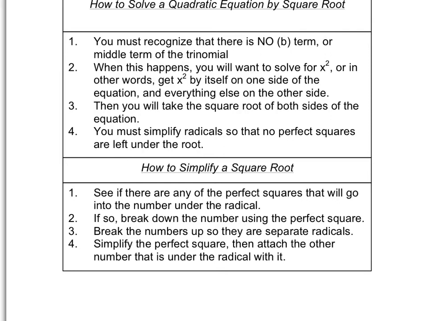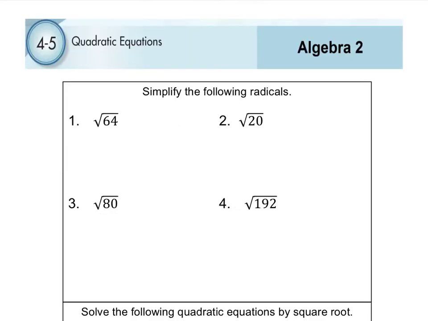Using that perfect square. So you break the numbers up so we can separate radicals. For example, kind of a review here. If I have the square root of a times b, that's the same thing as saying the square root of a times the square root of b, and then I can take the square root of each single item there. Okay, that goes back to Algebra 1, remembering those power rules and those root rules. Okay. Then finally we're going to simplify that perfect square and then attach the other number that's underneath the radical with it. Okay, so more than likely you're going to be able to simplify one radical and not simplify the other. Okay. All right, let's take a look at some examples here now, and let's go through some roots here.